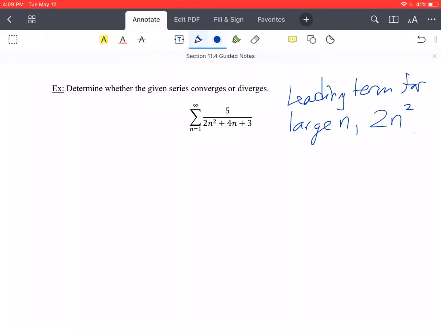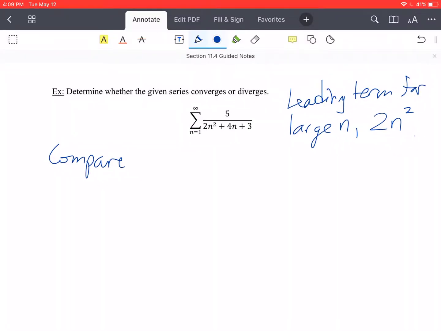So we're going to compare our function 5 over 2n squared plus 4n plus 3 with the function 5 over just 2n squared.